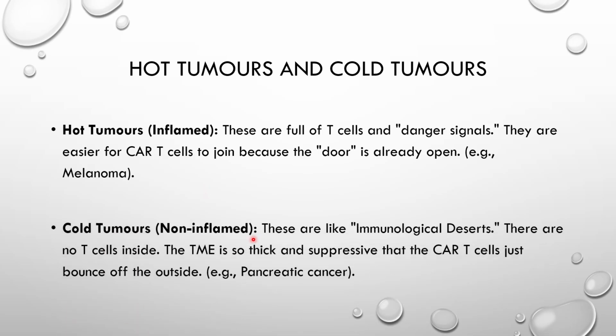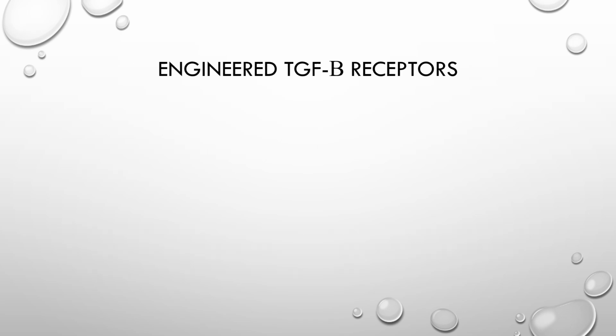And then there's cold tumors, and these are like immunological deserts. Basically, there's no T cells. The tumor microenvironment is so suppressive that the CAR T cells just don't even get there. It's so thick and suppressive. And these are seen in certain cancers like pancreatic cancers. So just in case you see that word, because I see it a lot.